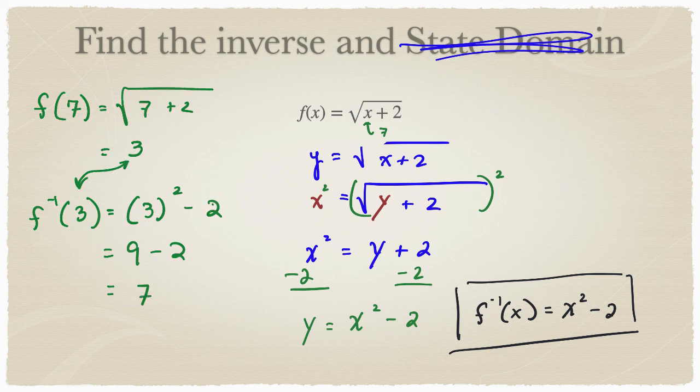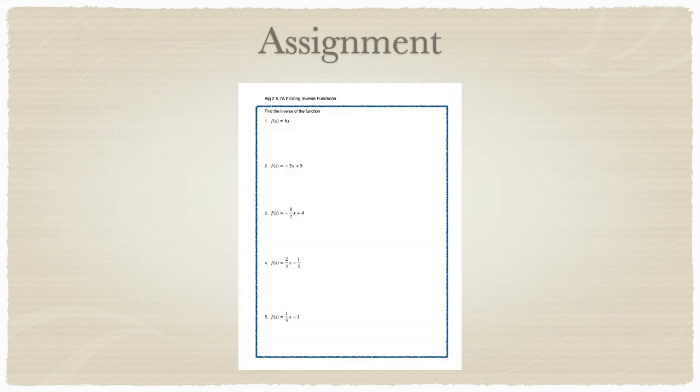So the point being, when you substitute a 7 into the function, out comes a 3. If you take that 3, put it into the inverse, it converts it back to a 7. It undid what f of x accomplished.